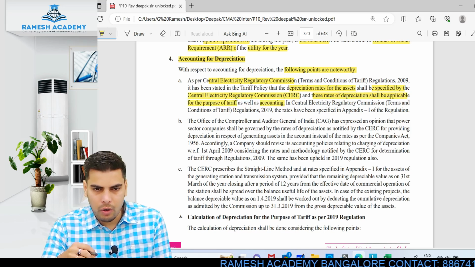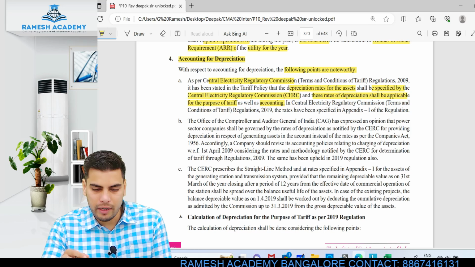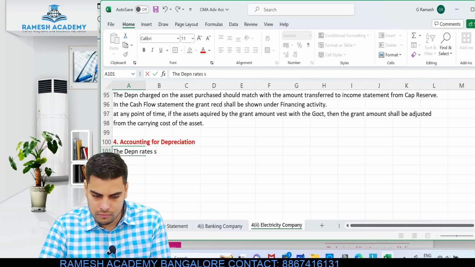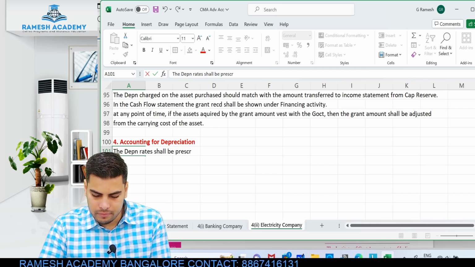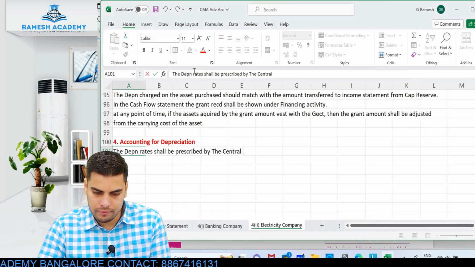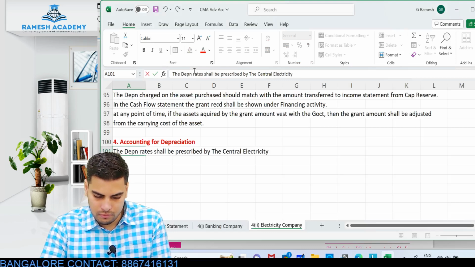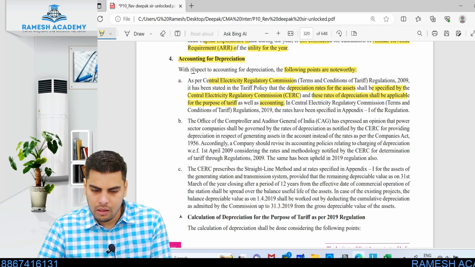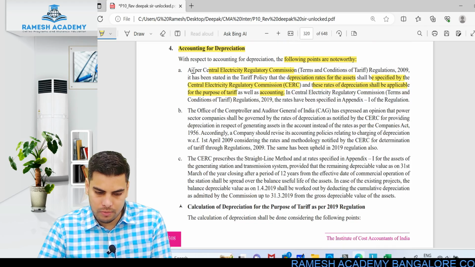So, for the purpose of accounting as well as determination of the tariff, this particular rate which is prescribed by the Central Electricity Regulation Commission has to be followed. Okay, so the depreciation rate shall be prescribed by the Central Electricity Regulation Commission. Okay, same rate has to be followed for the purpose of determination of the tariff as well as for the purpose of accounting. Okay, in both the cases the same rate of depreciation has to be followed.